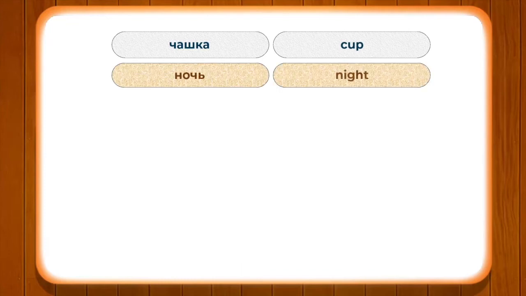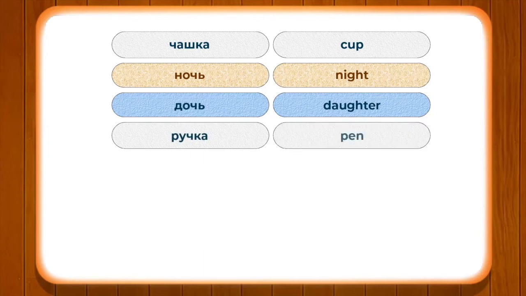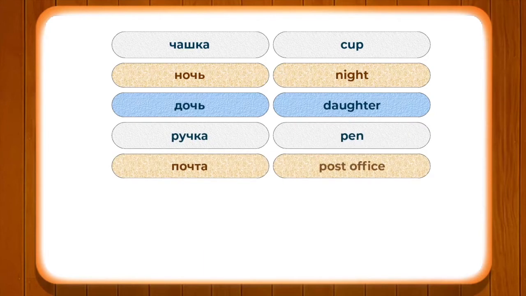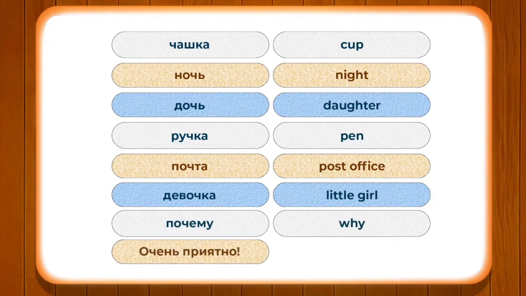However, before that, let's learn the meaning of these new words first. So, chashka, we already know, means cup. Noch means night. Doch means daughter. Ruchka means pen. Pochta means post office. Jevachka means little girl. Pachimu means why. And ochin priyatna, we know, means very nice.